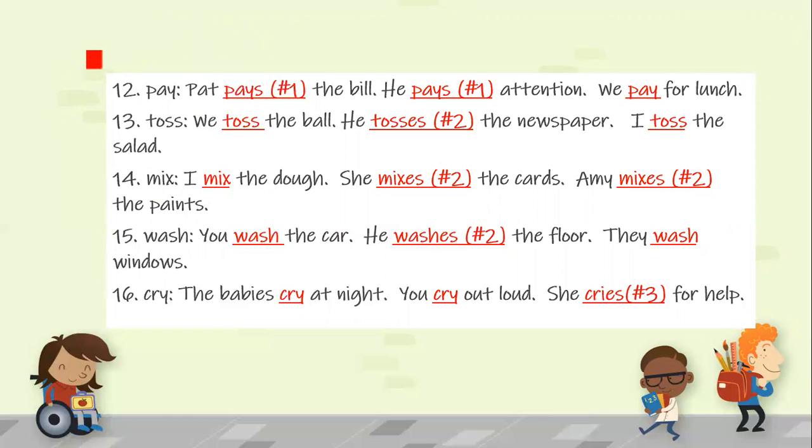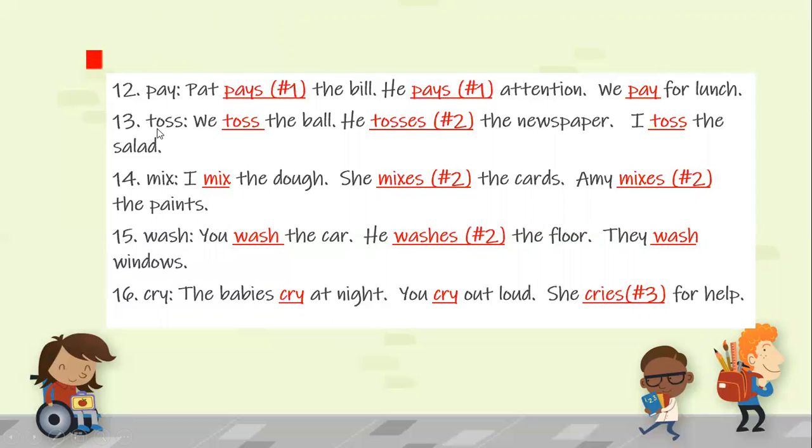So number 12, you're working with pay. So you should have Pat pays. The verb changes according to the rules because the subject is singular, okay? Pat pays the bill. He pays. Again, the verb changes because it's a singular subject and because it's not a verb that ends in S, right? Pay doesn't end with S, CH, SH, X, Z. We cannot follow rule number 2. It does not end with a consonant and Y because we know that A is a vowel, okay? And because we already know that, we know that we're going to follow rule number 1. We pay for lunch. Here the verb stays in its base form because the subject is plural, okay?